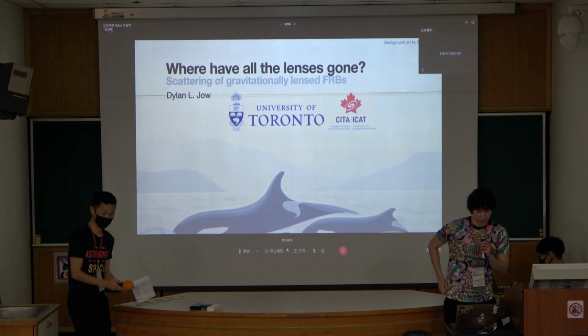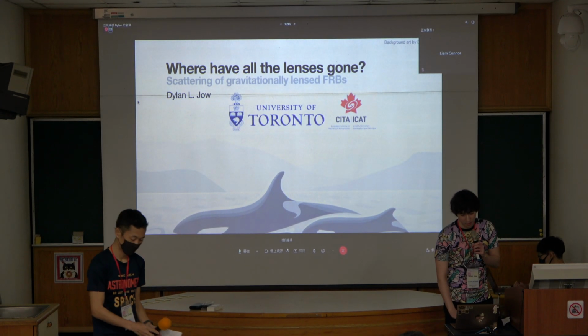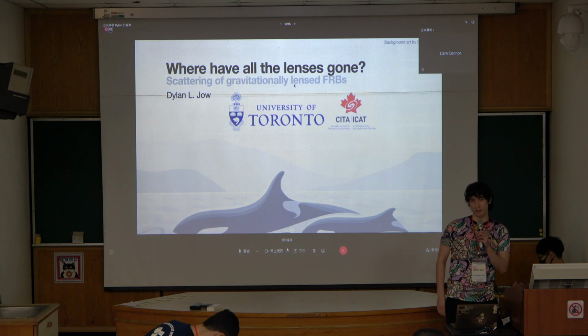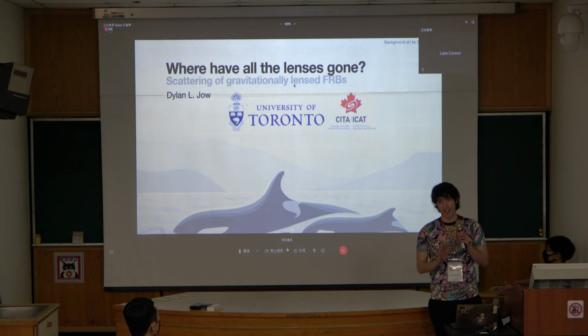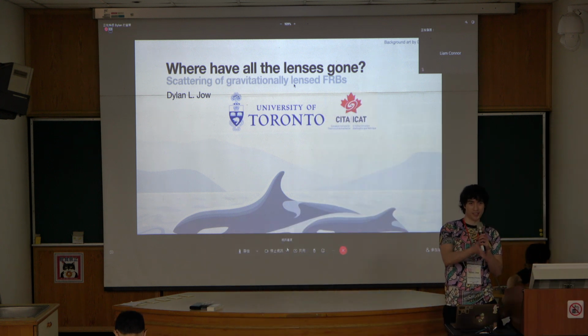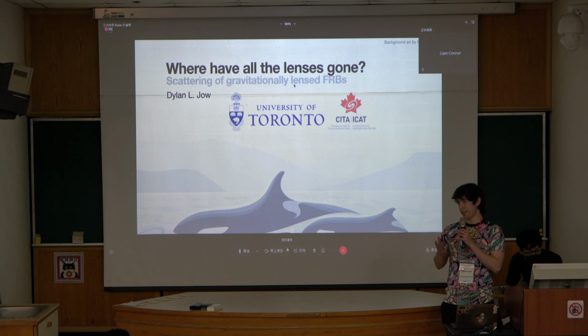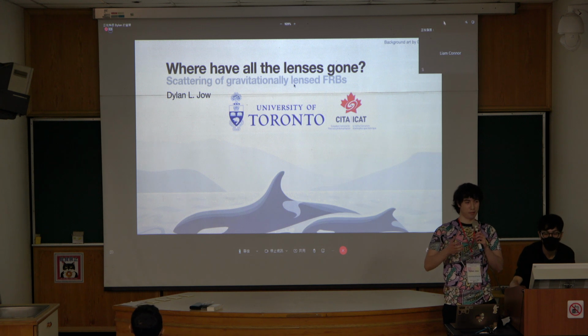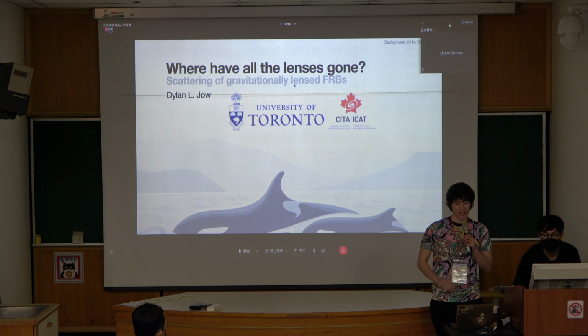Thank you. Good morning. So I want to talk about a problem in lensing of FRBs, and specifically I want to address the problem of where are all of the lenses, and this is something Whaley just mentioned in his question. There's this expectation that FRBs are going to be lensed, but we haven't really seen anything to date.